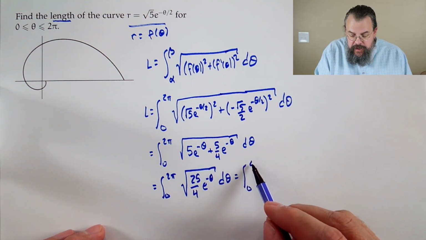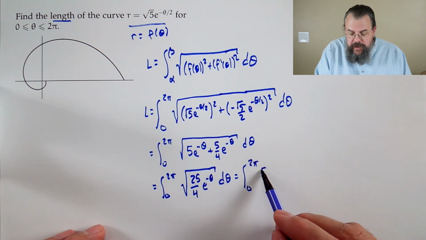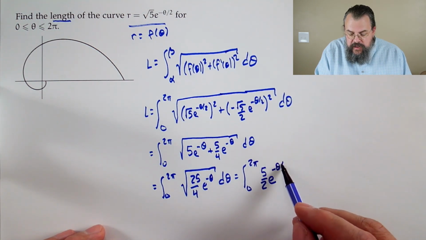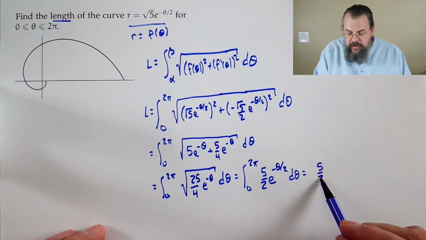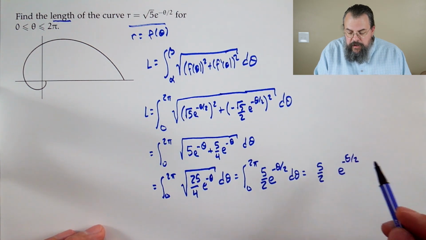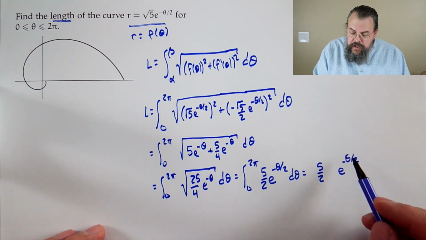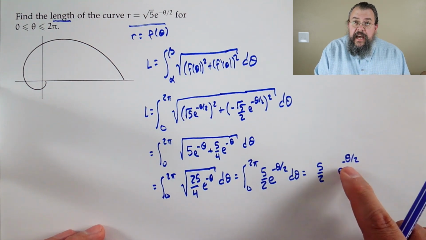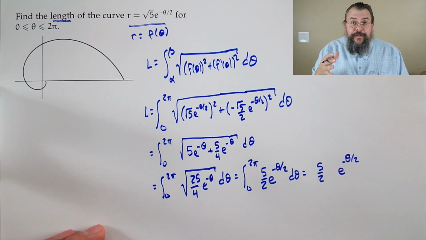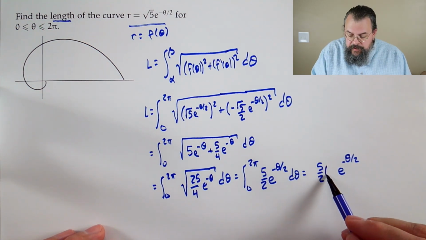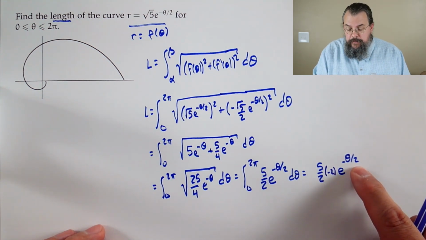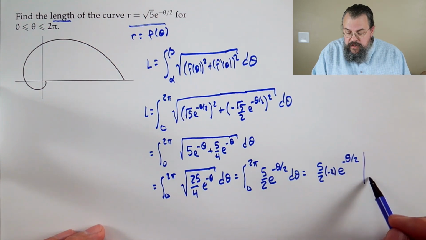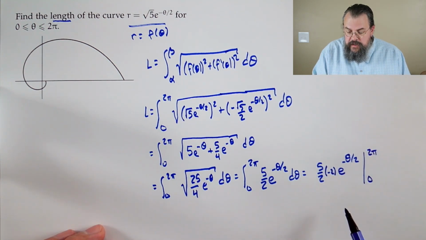So we have 0 to 2 pi, 5 halves, e to the minus theta over 2. Okay, well, that'll be 5 halves, then e to the minus theta halves. But now we have to say, look, if it's just e to the theta, we'd be done, but there's that sort of minus a half up there. So we've got to somehow account for that. The way we do it is we divide by minus a half, which is the same as multiplying by negative 2. So this negative 2 is because of the negative half up in the exponent. Evaluate from 0 up to 2 pi.